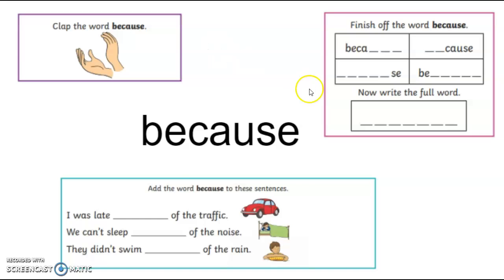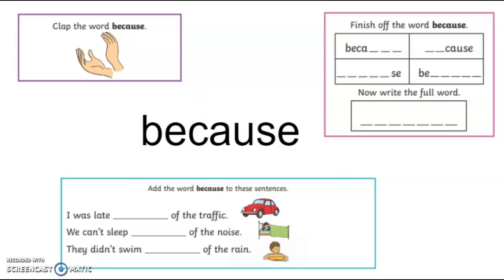There are lots of activities to help you practice writing them. Practice writing the word as well. So finish off the word because some of the letters are missing in these words here. So I would like you to try and have a practice at those. Here, there are some sentences and you need to fill in the missing word. So read the sentence, put in the missing word because this will help you. The more you write it, the more you will remember it.